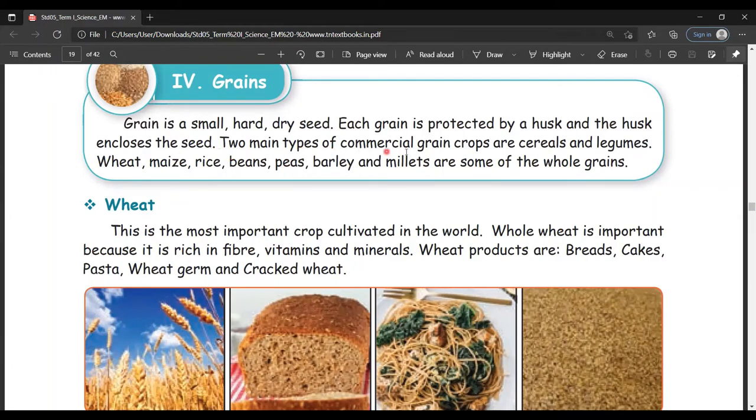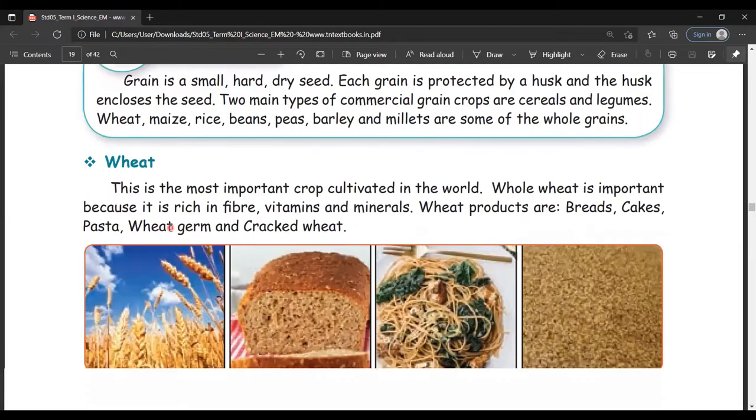Two main types of commercial grain crops are cereals and legumes. So what are the two main types of commercial grain crops? Cereals and legumes. Wheat, maize, rice, beans, peas, barley and millets are some of the whole grains. முழு தானியங்கள் அப்படின்னு சொல்லுவோம் இல்லையா, அதெல்லாம் என்னது? Wheat, maize, rice, beans, peas, barley and millets.